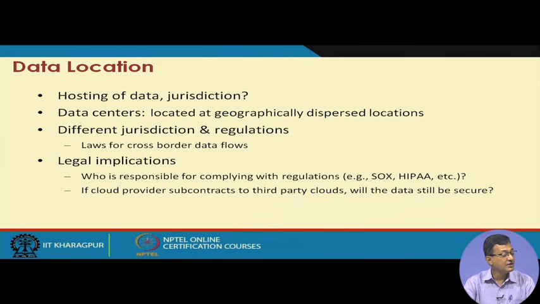Data centers located at geographically dispersed locations have different jurisdictions, regulations and legal implications. For example, health data is HIPAA protected in the US or some other countries, but we have a different arrangement here, and that creates a problem: if the data is stored there, whose law will prevail?